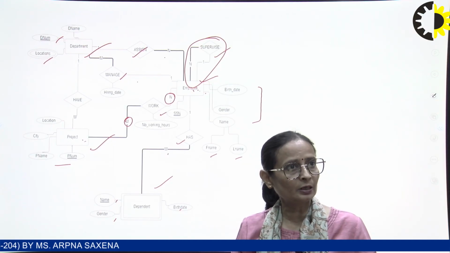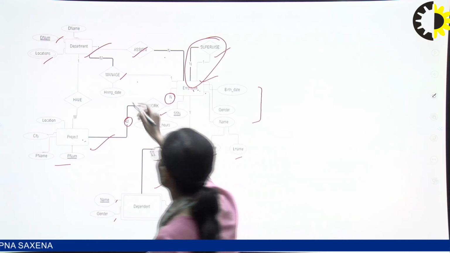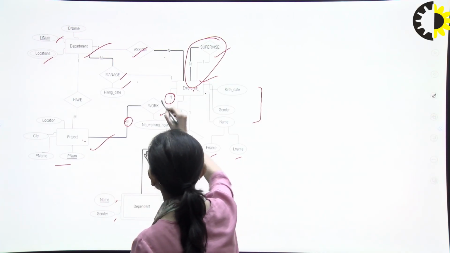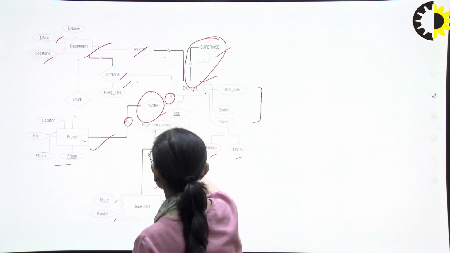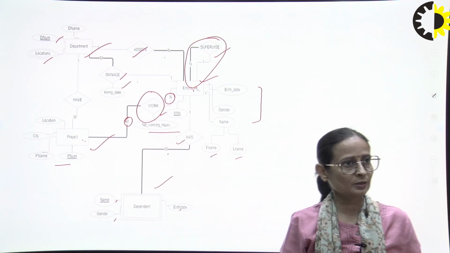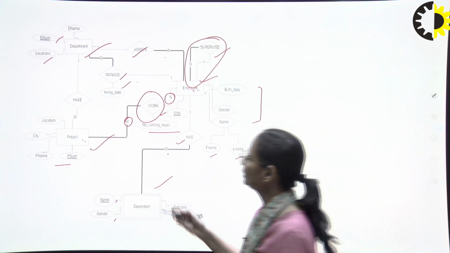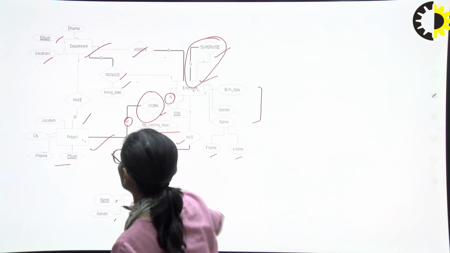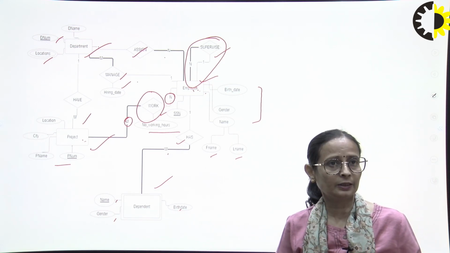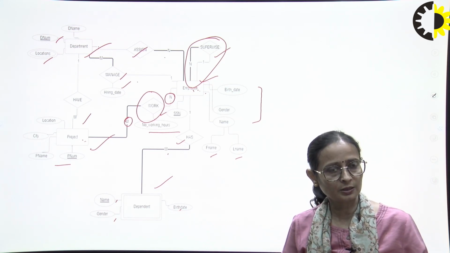And if we see here, this relationship has its own attribute, hiring date, as well as in the case of work, we have number of working hours. And each department has multiple projects. So this is another relationship. So this is the ER diagram for case study 3.